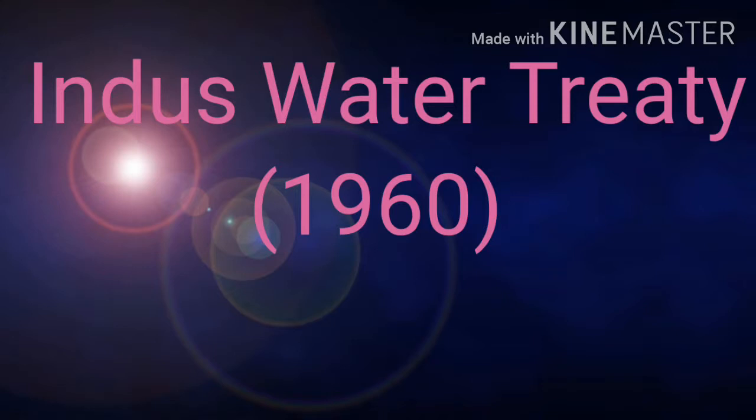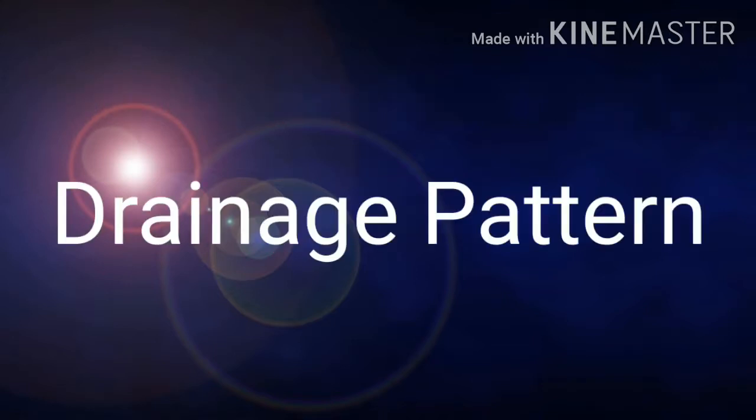Let us discuss drainage pattern. Students, drainage pattern means the pattern in which the river flows. The streams within a drainage basin form certain patterns depending on the slope of land, underlying rock structure, as well as the climatic conditions of the area. Students, there are basically four drainage patterns of rivers. They are dendritic pattern, trellis pattern, rectangular pattern, and radial pattern.